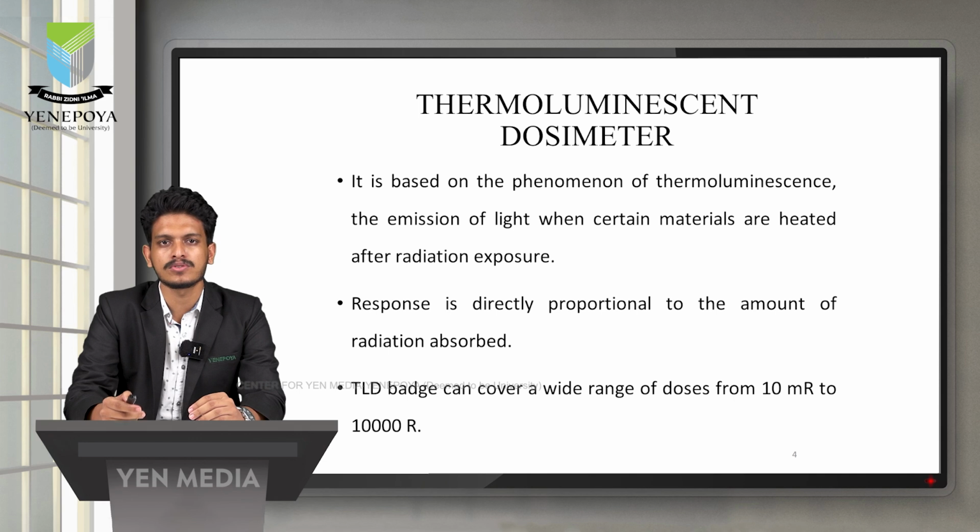So when the TLD is exposed to radiation, afterwards when the TLD is heated, it will emit the radiation energy as light, which is then detected by the device, and then it is converted into doses. How much light is emitted by the TLD corresponds to the amount of radiation that is absorbed by the TLD. If a TLD has a high radiation dose, then it will emit a high amount of light. So the response is always directly proportional to the amount of radiation absorbed. A usual TLD batch can cover a wide range of doses varying from 10 milliroentgen to 1000 roentgen.